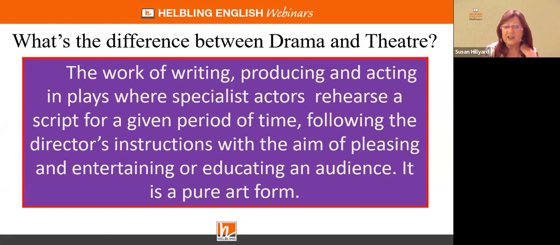In the theatre, you have a director. So you have a writer, you have actors, you have a director. And the director gives instructions to the actors. And his instructions are all to do with the objective of pleasing and entertaining or educating an audience. It is a pure art form. And as such, it takes a long time. I'm not asking you to do theatre. I'm asking you to do drama.